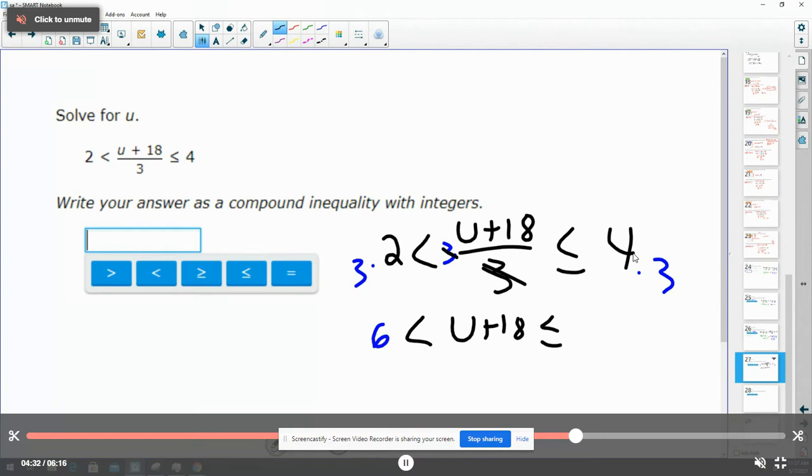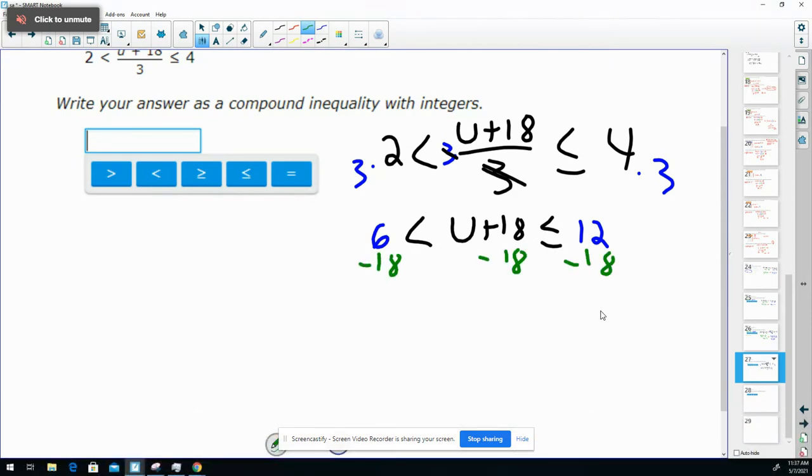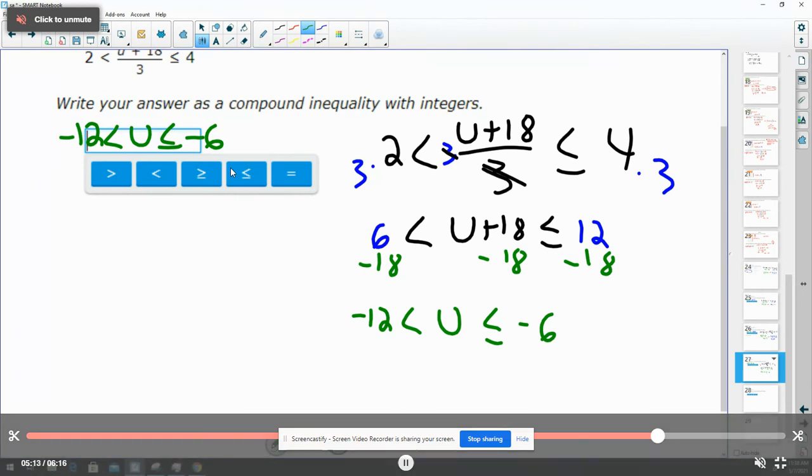And the sign drops down. 4 times 3 is 12. Now we're going to subtract 18 from the middle, the left, and the right. All 3 sides. It's like a 3-sided inequality. So here's 6 minus 18, same thing as 18 minus 6, which is 12. It's going to be negative 12, though, because 18 has a bigger absolute value. Those 18's cancel, drop down the sign. 12 minus 18, same thing as 18 minus 12, which is 6, but it's negative 6, again, because 18 has the bigger absolute value. So we have negative 12 is less than u is less than or equal to negative 6. Again, making sure you click the correct buttons. Don't click the wrong button.